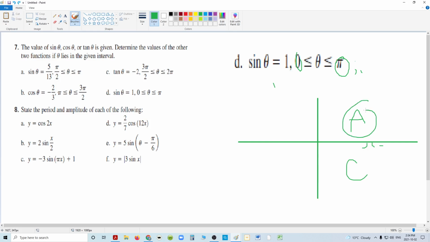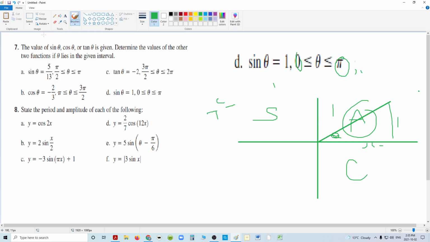Since they're all positive here, that's important. But over here, cosine and tangent are going to be negative. Well, let's just work on our triangle. It doesn't matter which triangle you use. We just know sine is 1 for the angle. Sine is opposite over hypotenuse, and we know it's 1 over here. That's interesting because we can't have that.